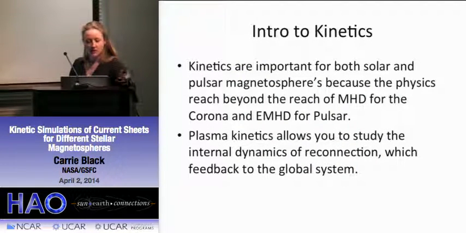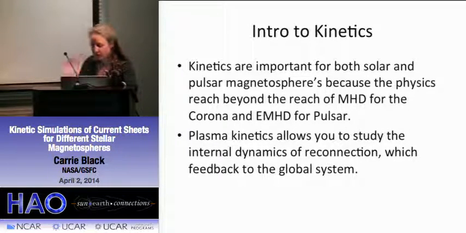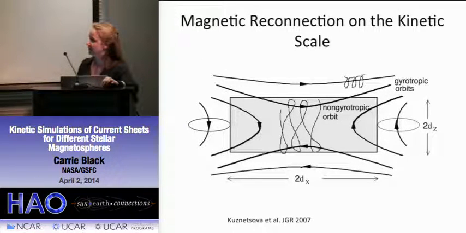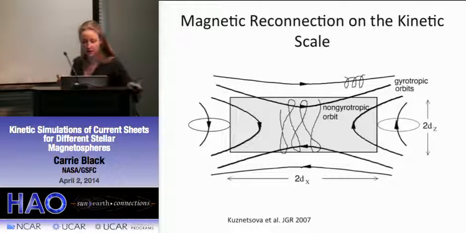Okay. So kinetics are important for both the solar and pulsar magnetospheres because the physics reach beyond what MHD can capture for the corona, and then also beyond what extended MHD can do for the pulsar case. So plasma kinetics allows you to study the internal dynamics of reconnection for both of these systems, despite the fact that they're very different. So we'll go into a little bit on kinetic scale reconnection here.